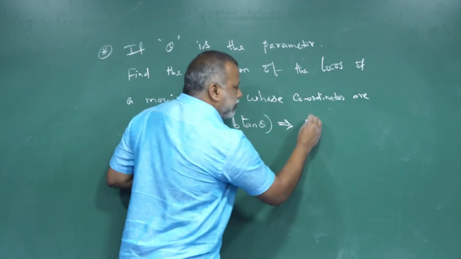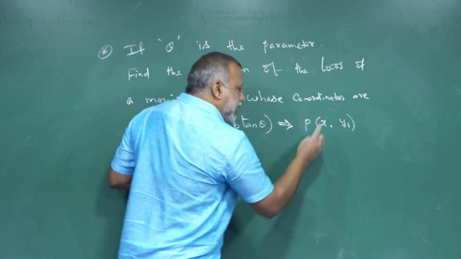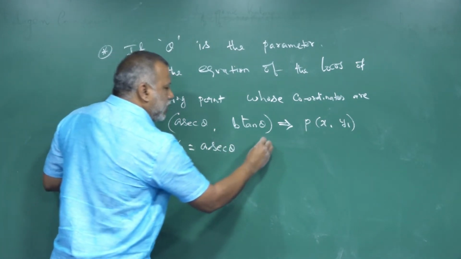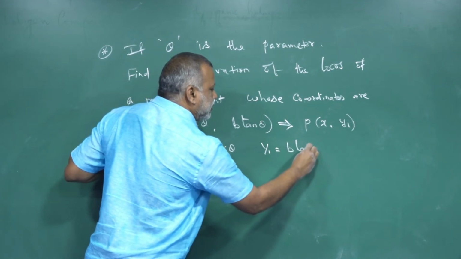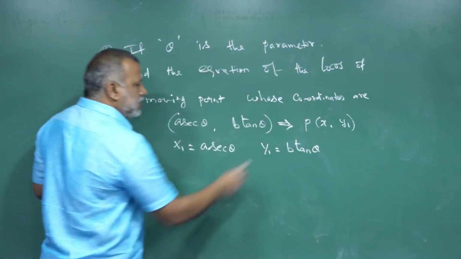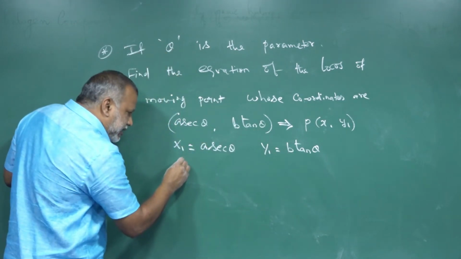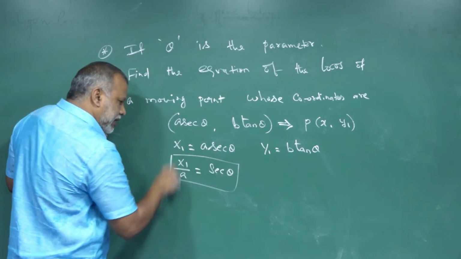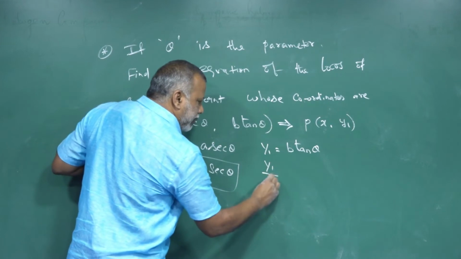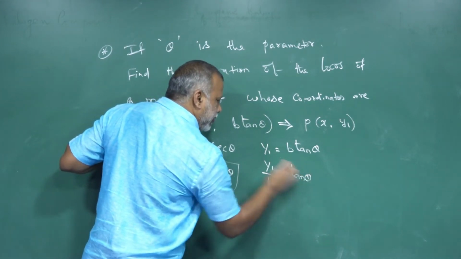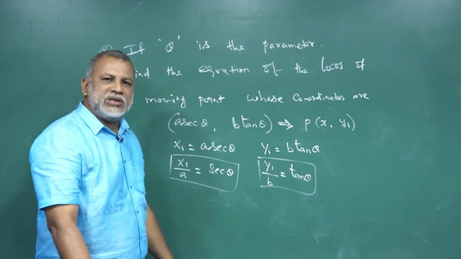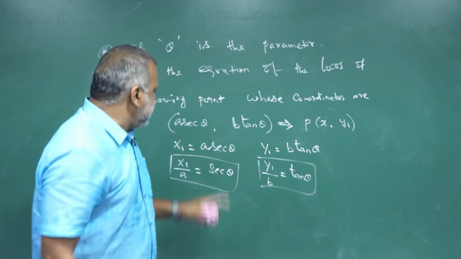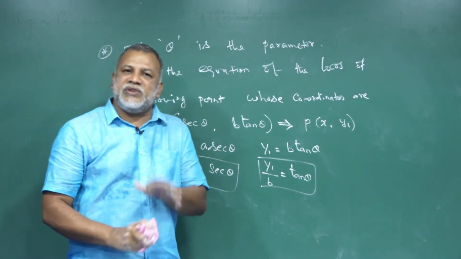So I can select this one, P of x1 comma y1. From this I can say x1 equal to a secant theta, y1 equal to b tan theta. I can write it like this: x1 divided by a equal to secant theta, and y1 by b equal to tan theta. Once again we are getting trigonometric relations. In the previous one we got sin alpha and cos alpha. Here we are getting secant and tan. Then what is the relationship between secant and tan?